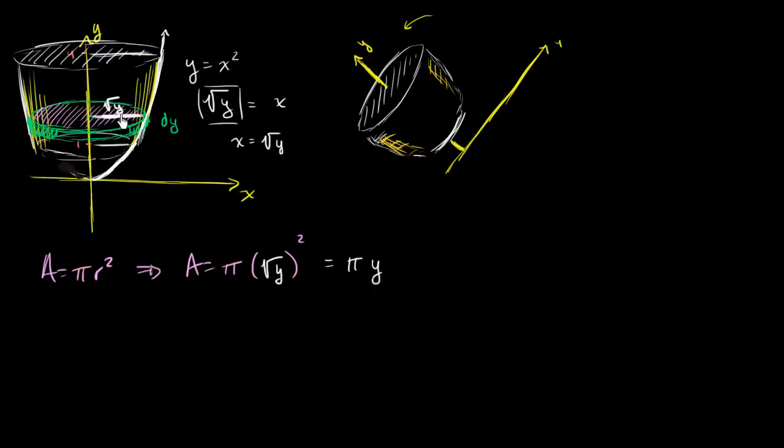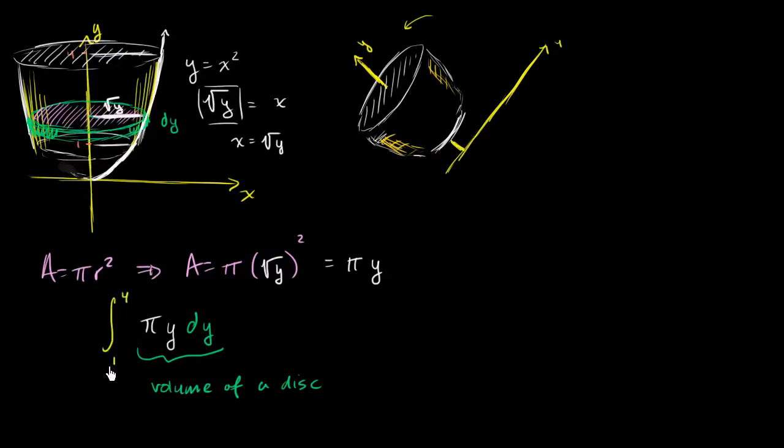Now, if we want the volume, we just have to multiply the area of this surface times the depth, times dy. So the volume of each of those disks is going to be pi y times dy. This gives you the volume of a disk. Now, if we want the volume of this entire thing, we just have to sum all of these disks for all of the y values between y is equal to 1 and y is equal to 4. So let's do that. So we just take the definite integral from y is equal to 1 to y equals 4.